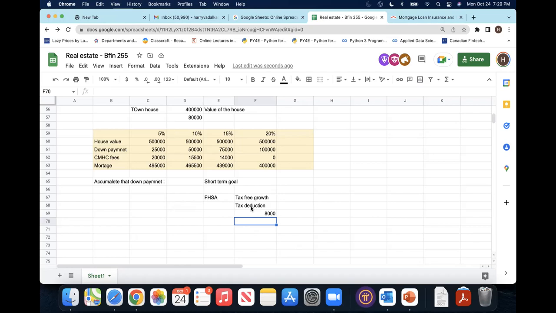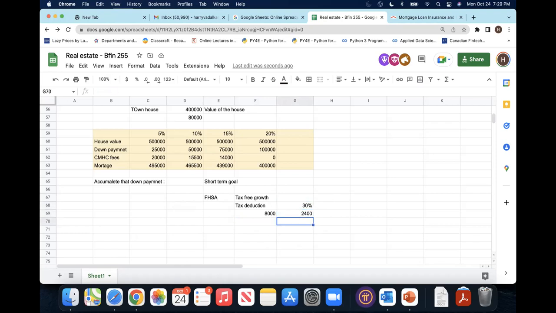It is like RRSP. So depending on your tax rate, you will get a tax deduction. So let's assume your tax rate was 30%. If you are putting $8,000 here, you will get a tax refund from the government of $2,400. Your taxes will be lower by $2,400. Multiply your tax rate by this deduction limit, or how much you're putting.